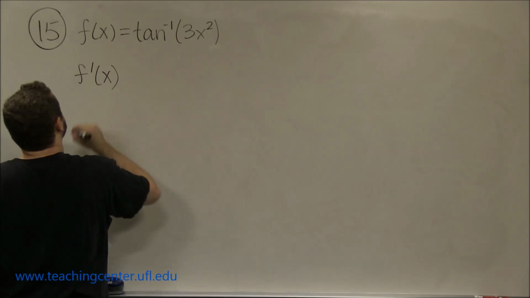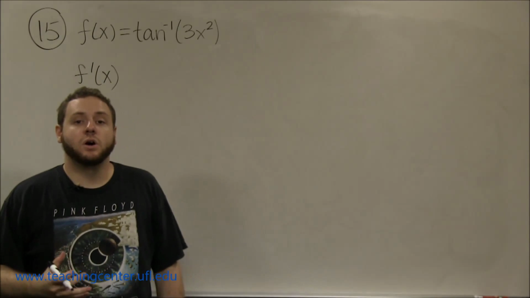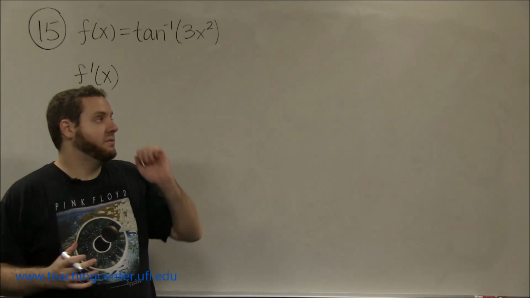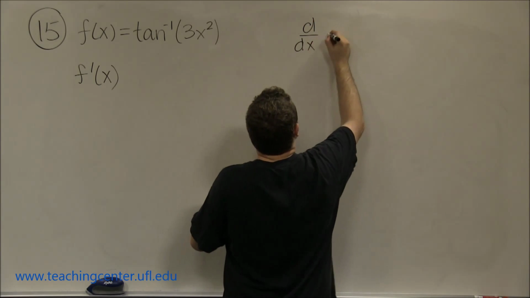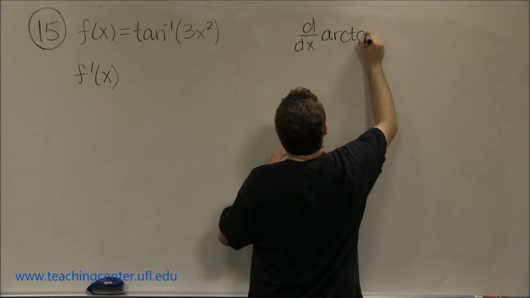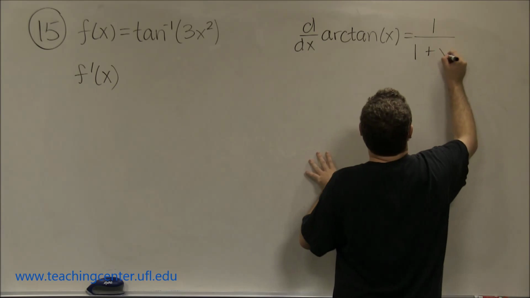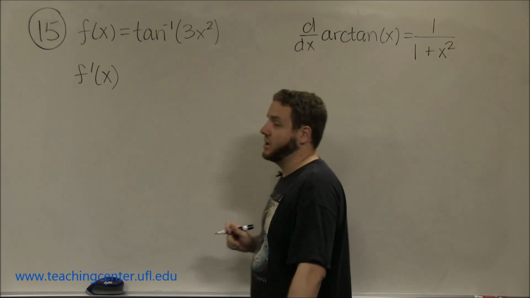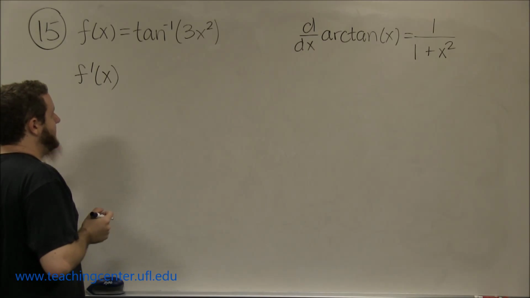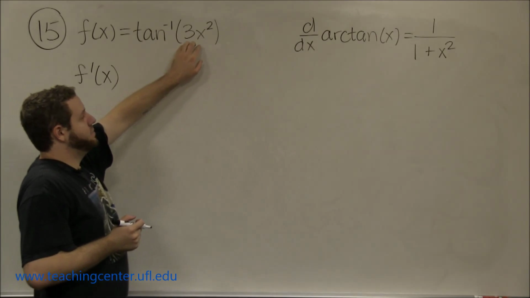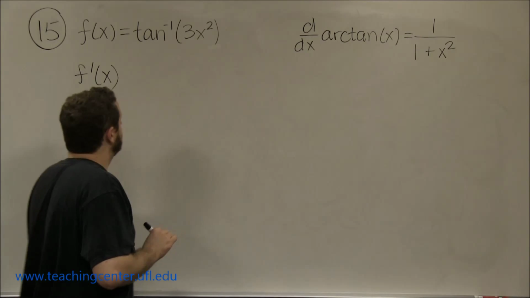So taking the derivative of an arc trig function is going to require just knowing your basic derivatives. So the derivative, if we just had arc tan of x, would be 1 over 1 plus x squared. That's something you're just going to need to memorize. But in this case, we're taking it not of x, but of 3x squared. So that means we're going to need to use the chain rule.